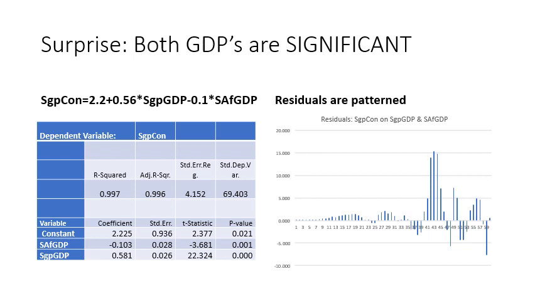Here's Singaporean consumption on both Singapore GDP and South African GDP. Surprise, both of these variables come out to be significant. Significance is measured by the t-statistic and the p-value of that t-statistic. So if you look at South African GDP, it comes in with a coefficient of minus 0.103, which has a t-statistic of minus 3.6 and a p-value of 0.001, which is very, very low, meaning that South African GDP is still a very strong negative determinant of consumption.